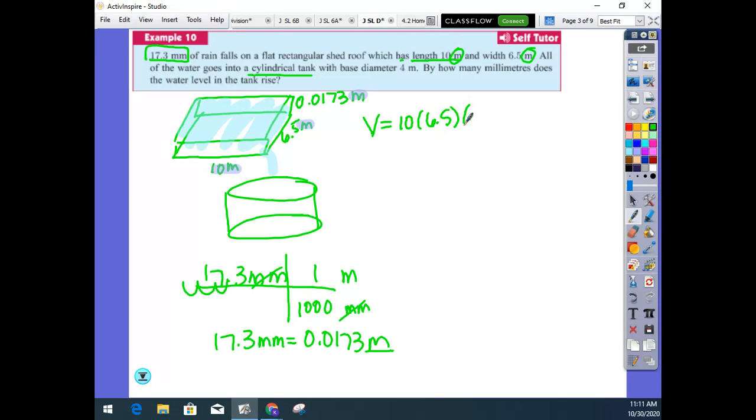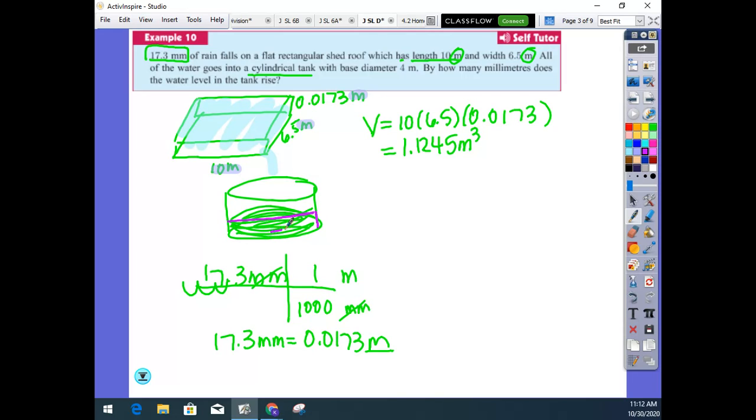10 times 6.5 times 0.0173. When I multiply them all together, I get this many cubic meters. Now, once all of the rain drains into my cylinder, what they want to know is how tall is the water in the cylinder?